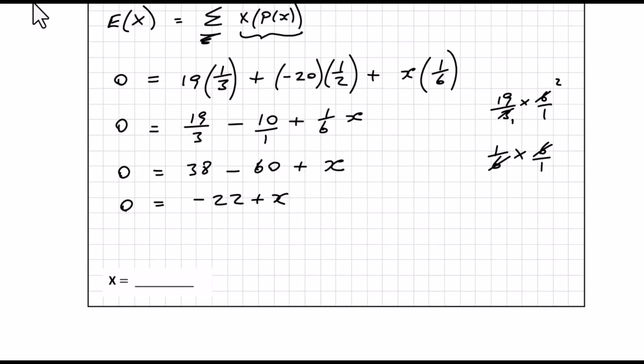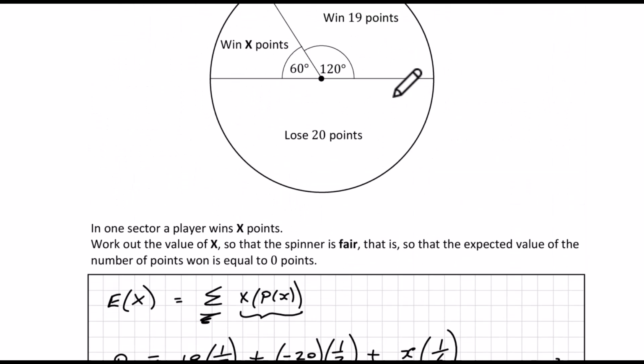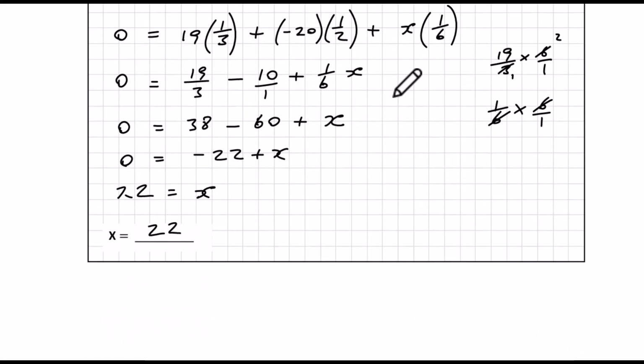Add 22 to both sides. You get 22 is equal to x. So x is equal to 22, and they are points. So x is equal to 22 points. That's it for that question.